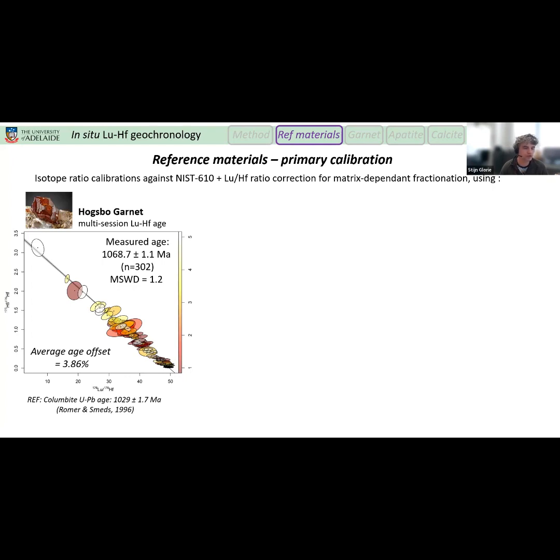So the process is going to involve 2 steps almost. You calibrate for everything required in normal geochronology, if you like, so drift and so forth, against the glass. And then there's a secondary calibration required to calibrate the lutetium hafnium ratio to be appropriate for that particular mineral. So for garnet, we currently use Hogsbo. This reference age is quite well constrained by cogenetic columbites. So that's our reference age for it.